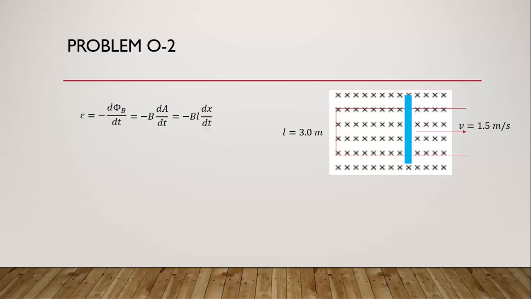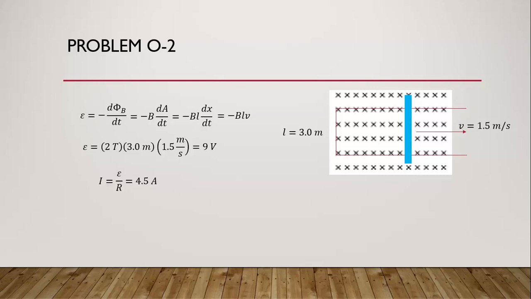We could go one step further and say that the area is changing because we're pulling this thing to the right. If I define the distance left to right of this loop here as x, really what's changing is v = dx/dt, x is getting bigger. L remains constant in this case. So really, this is negative B times L times v, because v is dx/dt. We plug all that in, and we find the EMF is 9 volts.